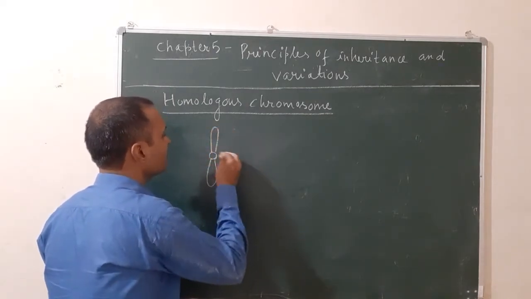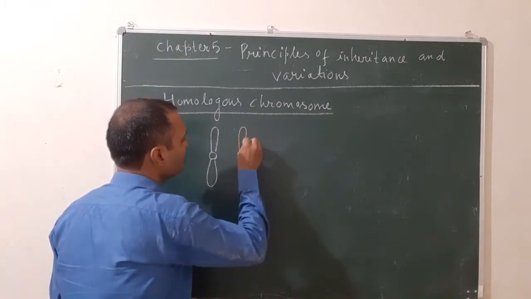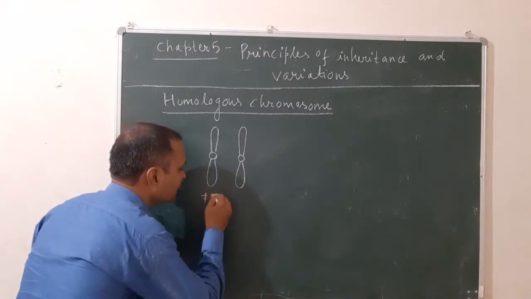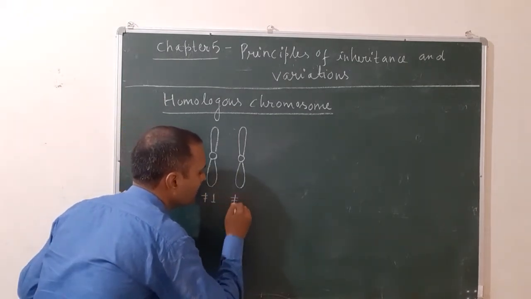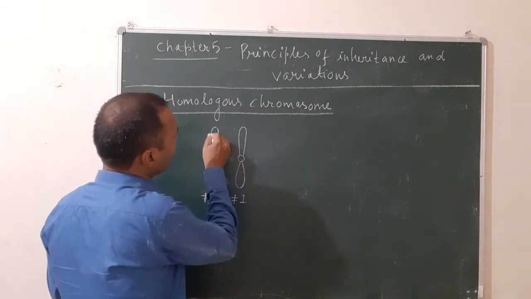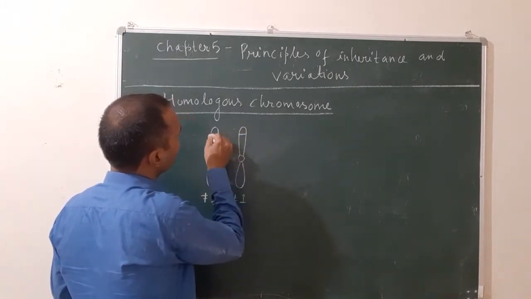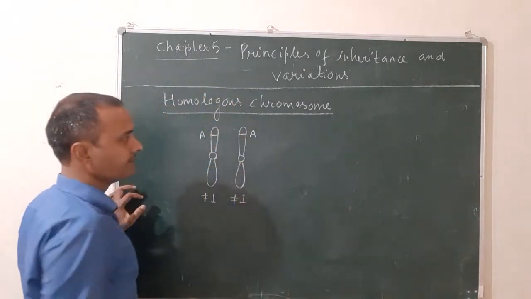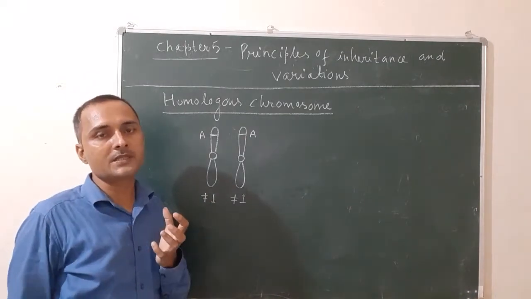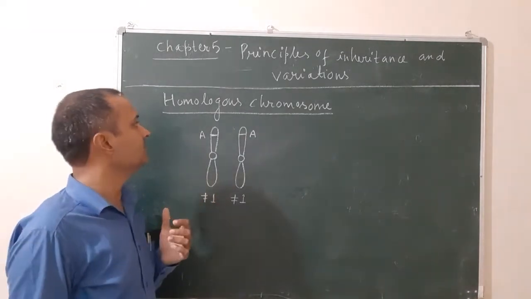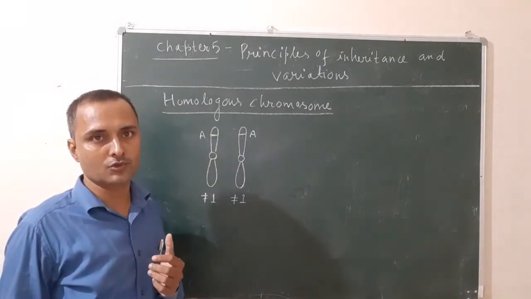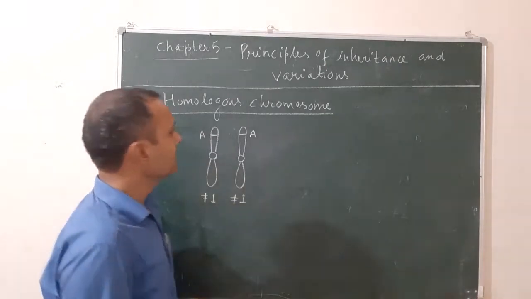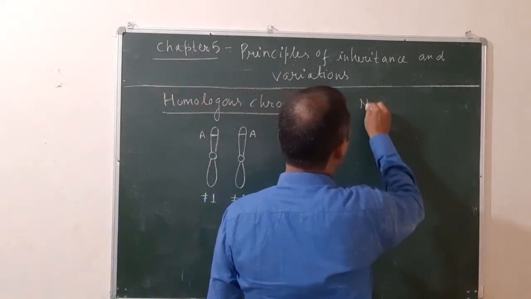Suppose this is one chromosome, and this is the second chromosome, and both belong to chromosome number 1. This is the pair of chromosome number 1, and these chromosomes contain similar genes: capital A here, and here also capital A. A pair of same chromosomes that contain the same genes is known as homologous chromosomes, and this pair belongs to chromosome number 1. Let us see what non-homologous chromosomes are.